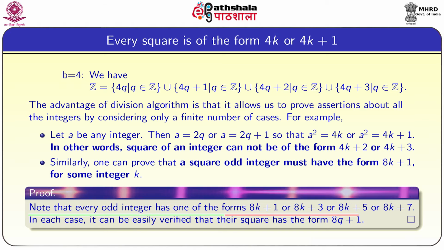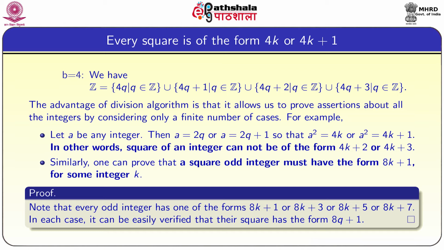Note that every odd integer is of the form either 8k plus 1, or 8k plus 3, or 8k plus 5, or 8k plus 7. So, it is a simple calculation. If you square any of these, for example (8k plus 1) whole square, automatically you will get plus 1 at the end. (8k plus 3) whole square also will give 9.